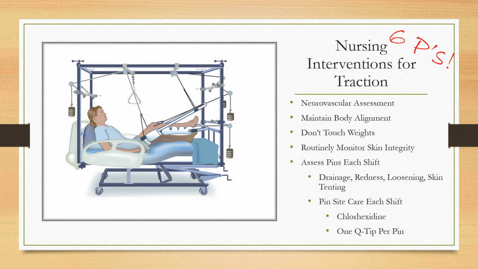Okay, so really important. Maintaining body alignment is important with traction, of course. I think I'll leave the rest just to you because I know this is in the book. Assessing the pins for infection, if there's pins in. So drainage, redness, any loosening of the pins. Cleaning of the pins when they are cleaned. We don't use one Q-tip for multiple pins in case there's cross-contamination. So one Q-tip gets used for each pin. Okay, let's move on.